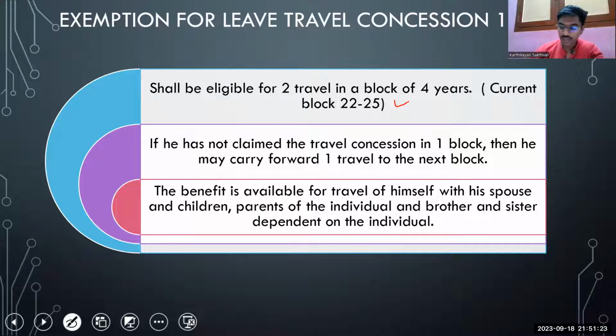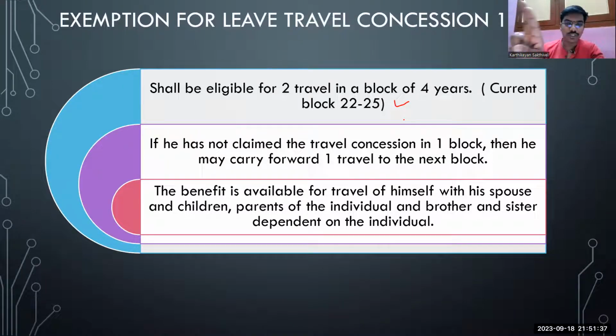However, if you have not gone for travel in the block of 4 years, 22 to 25, due to some reasons you have not gone for any travel, then of the 2 travels for which you are eligible in the block of 4 years, you can carry forward 1 travel to the next block of 4 years. So in 22 to 25 you did not travel, so basically you have the 2 travels left. Now for the next block, say 26 to 29.